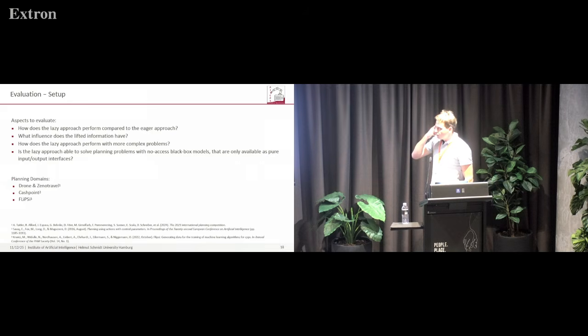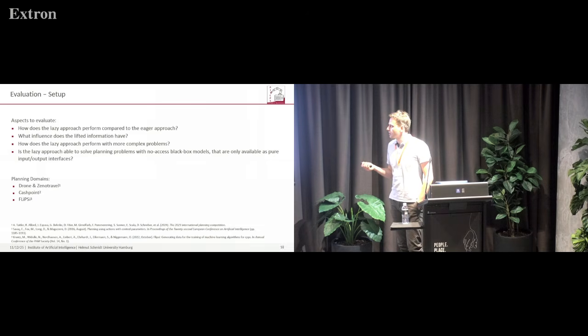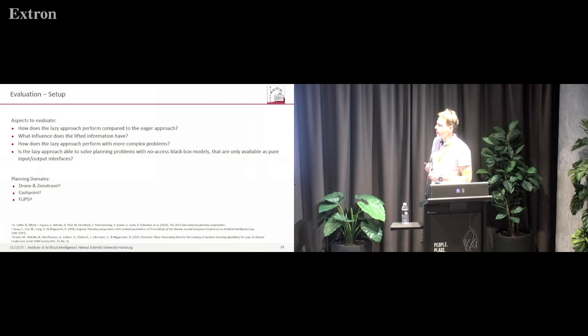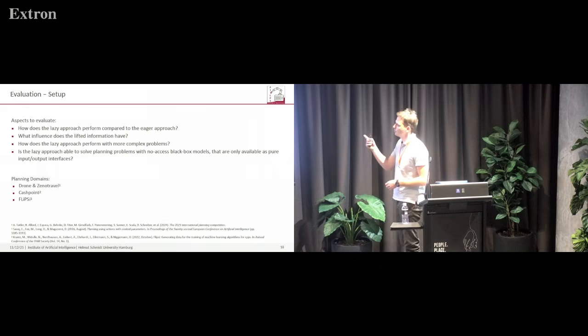To evaluate this, we took 4 domains: the drone and the zenotravel domain from the numerical track, and we replaced the numerical effects by mathematical formulas, including control parameters. We also took the cash point domain, which was introduced when the control parameters were introduced. However, at that point, we transformed the derivative actions into normal actions because at the moment we are not capable of handling time. And we also used FLIPSI, which is a production simulation.